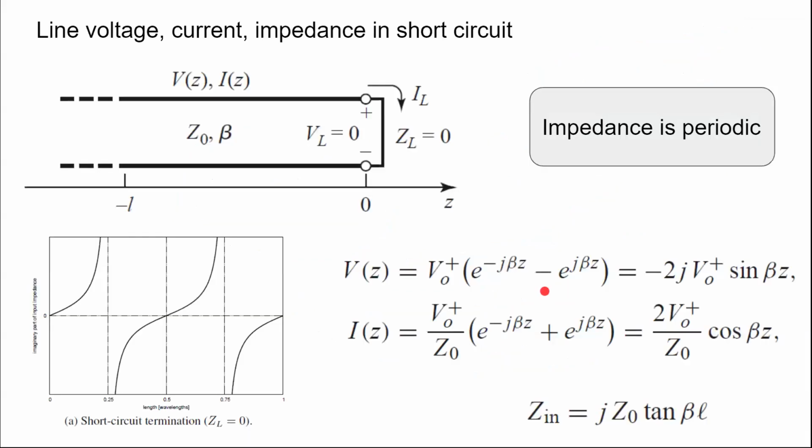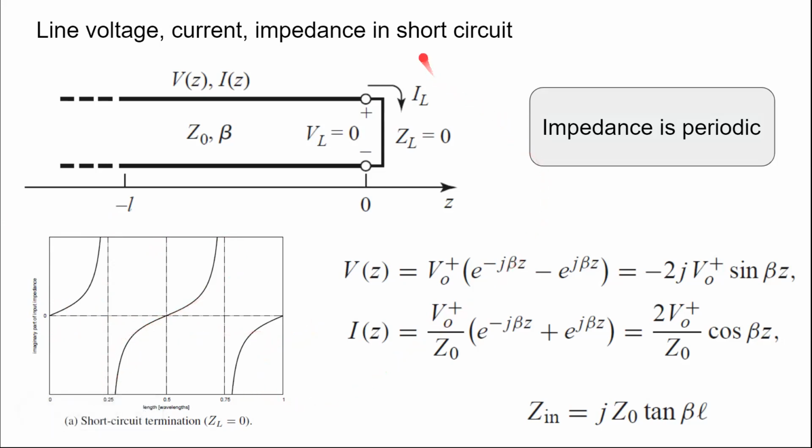We can also consider that Z in, as we considered earlier, is a function of the imaginary number j, and we have j Z naught tan beta L as the input impedance when the transmission line is short circuited at the end. So here we can see that the input impedance of the line, when plotted against the length of the line, varies in this pattern.